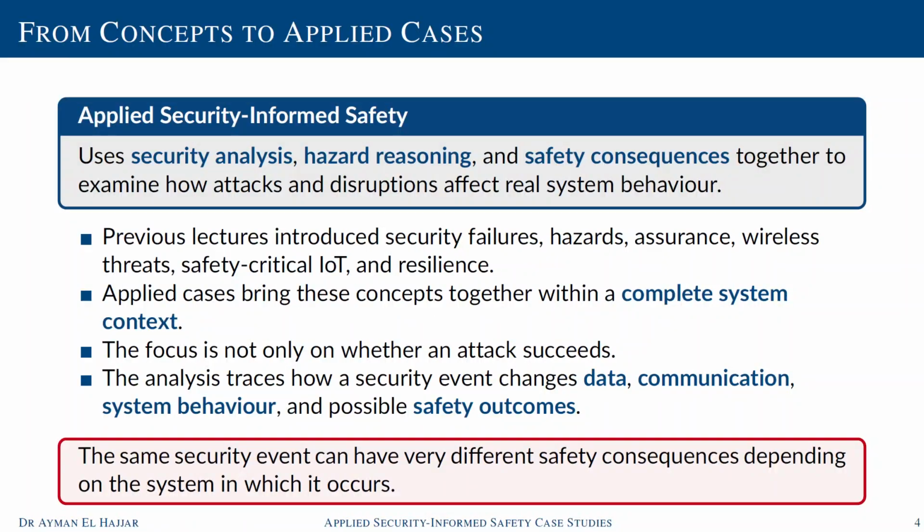So let's start by moving from concept to applied cases. Applied security-informed safety combines security analysis, hazard reasoning, and safety consequences. The key question is not simply whether an attack succeeds, but how it changes data, communication, system behavior, and possible safety outcomes.